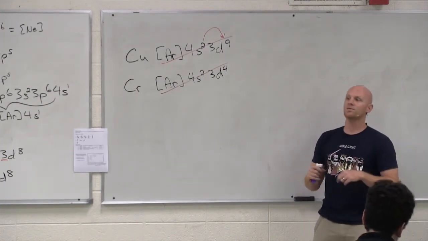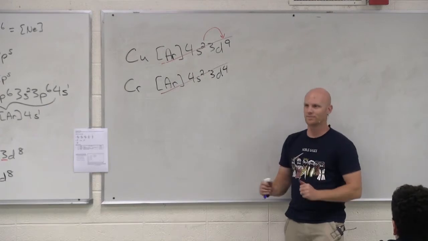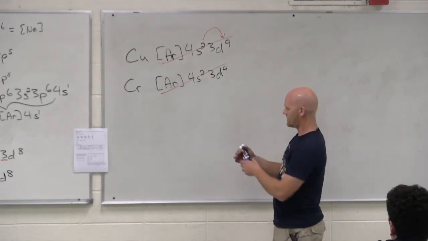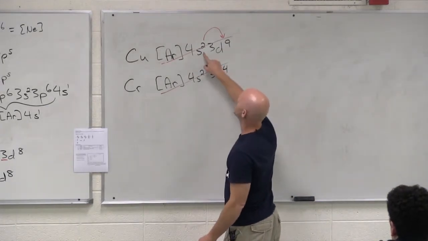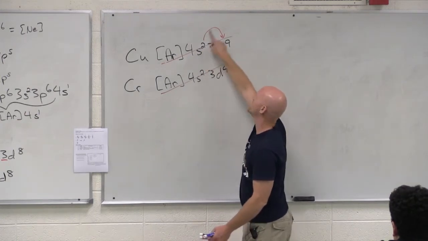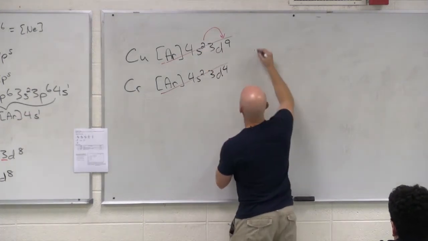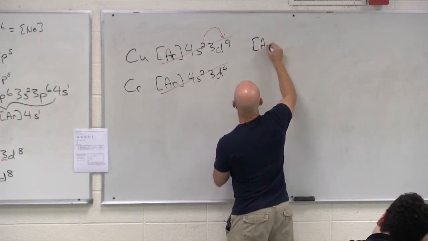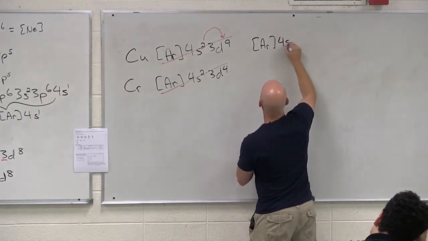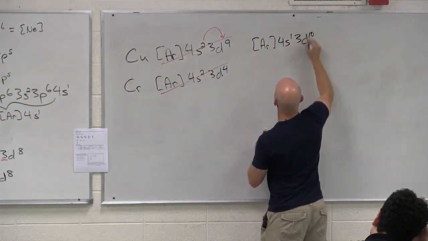But that's not the only thing. Or if it's half full, that's a good place to be as well. So beyond the scope of why, for now anyways. So here's the deal. Copper's going to steal one from the 4s and put it in the 3d. And so the correct ground state electronic configuration for copper as an exception is argon 4s1 3d10.